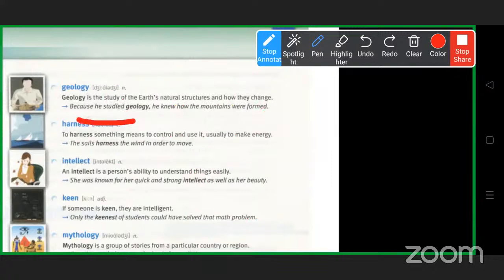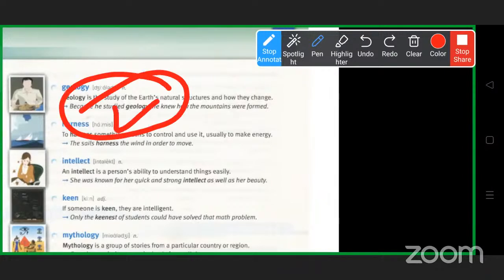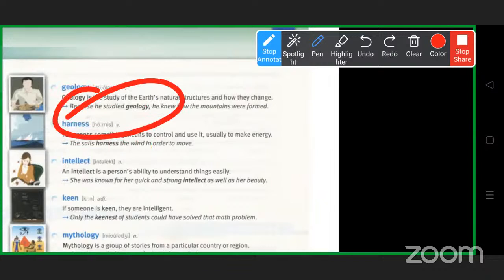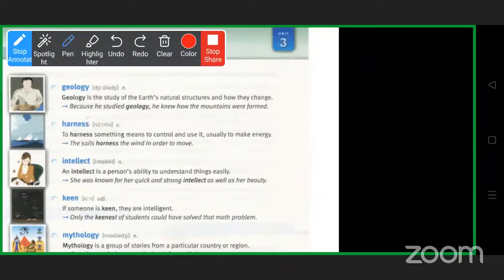Because he studied geology, he knew how the mountains were formed, how the different mountains and plateaus are formed, because he had studied. In the past indefinite tense only the verb second form is used in this statement. So here the reason is given. It's a complex statement. He knew how the mountains were formed because he studied geology. You can write it this way also, you just alter the places of the clauses.